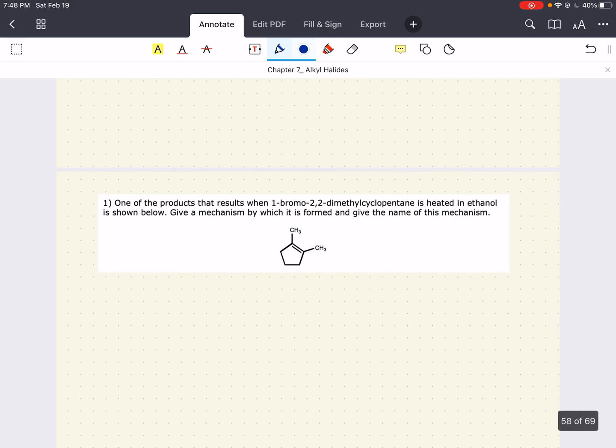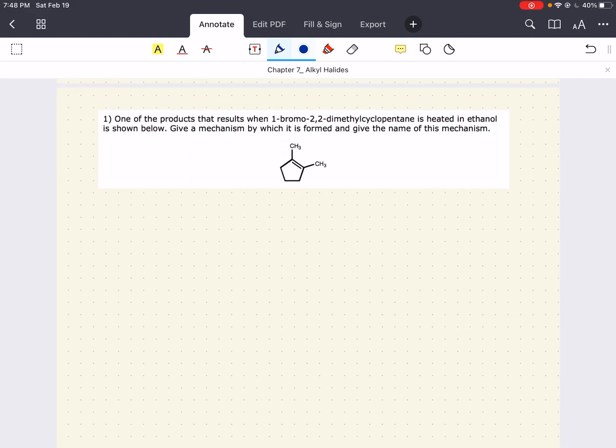Why not? All right, this one says one of the products that results when 1-bromo-2,2-dimethylcyclopentane is heated in ethanol is shown below. Give a mechanism by which it is formed and give the name of the mechanism. Fantastic. So it tells us what we're starting off with. We're going to go ahead and draw this guy right here.